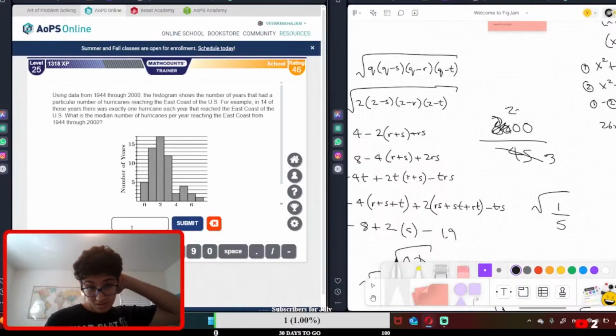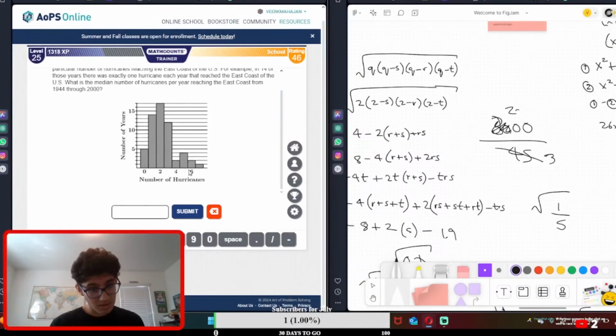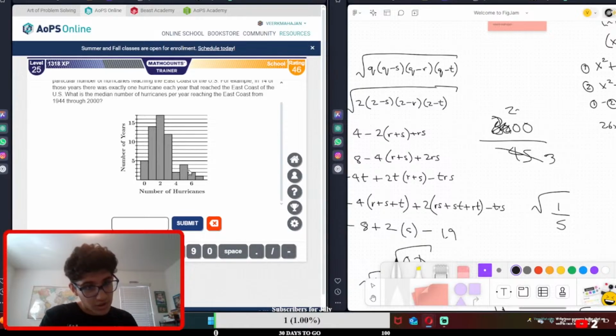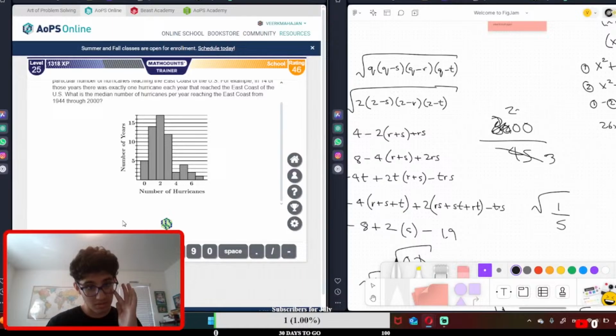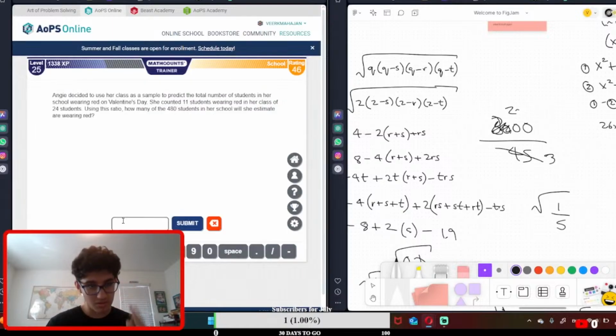Okay. This histogram shows the median number of hurricanes per year reaching the east coast. Just kind of eyeballing it. Okay, 5, 14, so that's 19. 19 plus 17, so 36. So I think it'll be 2, right? I'm pretty sure it's 2. Maybe it's 3. Okay, 2.